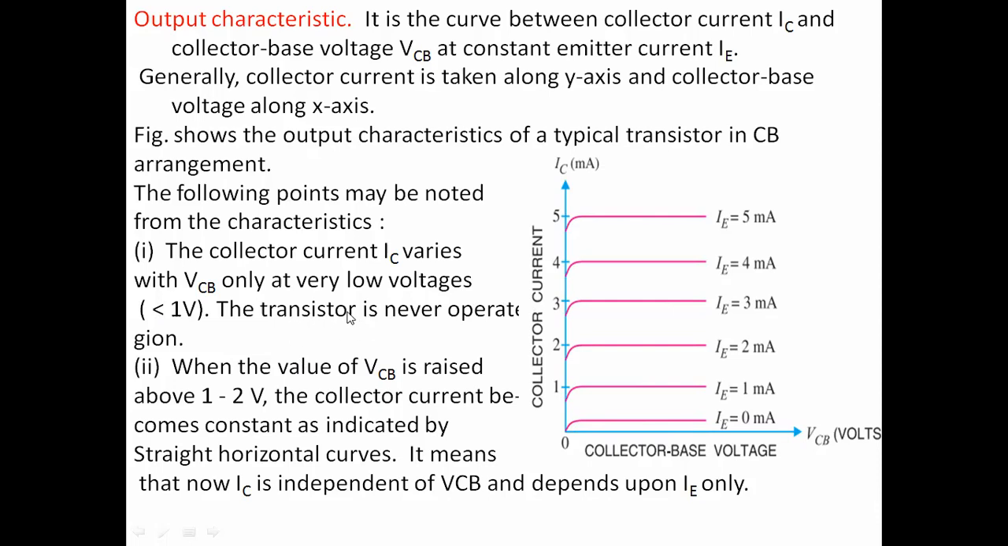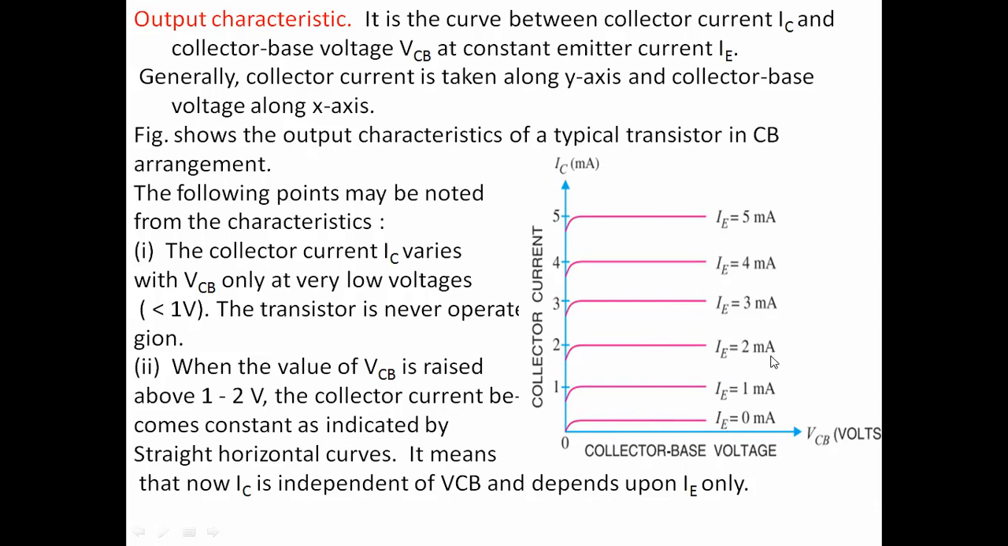So that's why this transistor is never operated in this region, because the increase of the current is a very small value. When the value of VCB is raised from 1 volt to 2 volts, the collector current becomes constant. So from 1 volt to higher values of VCB, the current is constant for fixed IE. For fixed or constant IE current, the graph is obtained like this.